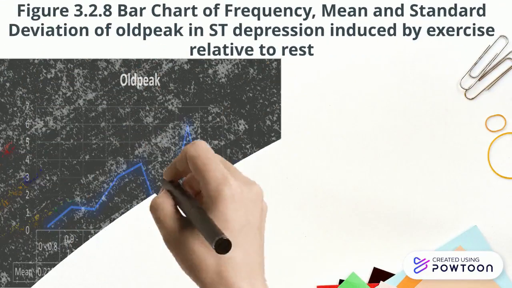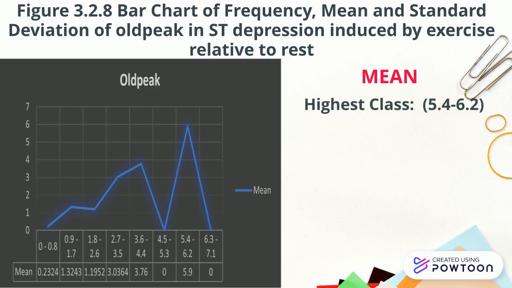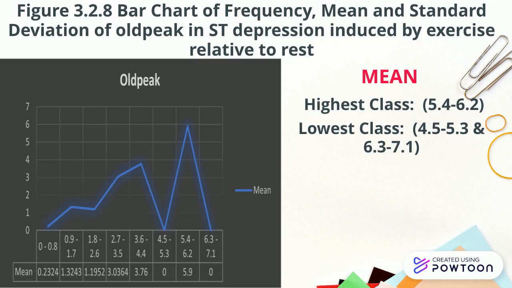Then, exercise-induced ST depression by patients. The highest point for the mean will be an all-peak class of 5.4 to 6.2, whereas the lowest is shared by both of all peak classes of 3.6 to 4.4 and 6.3 to 7.1. The higher the mean indicates the higher possibility of getting ischemia, which is low supply of blood to heart tissues.